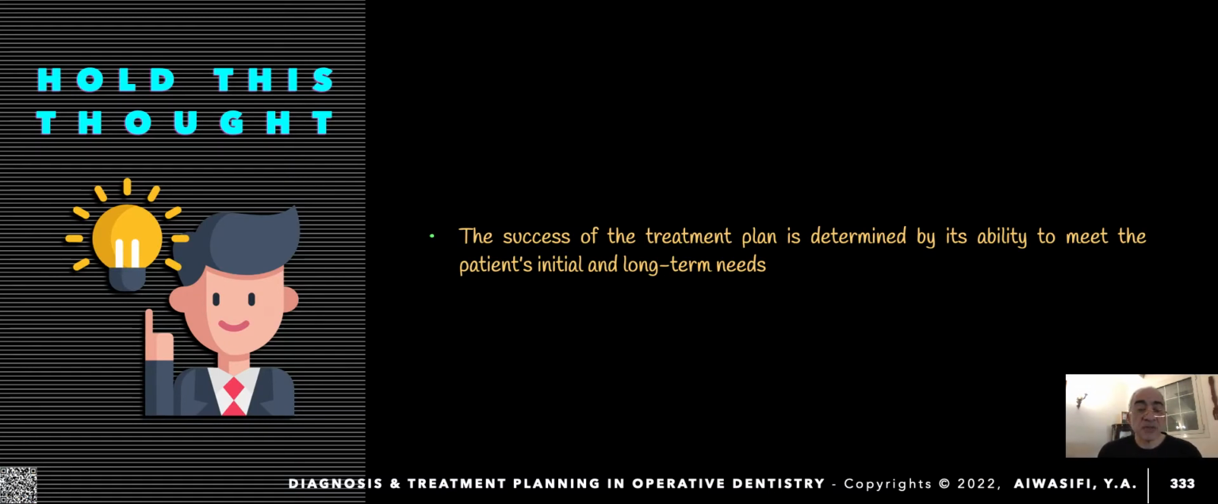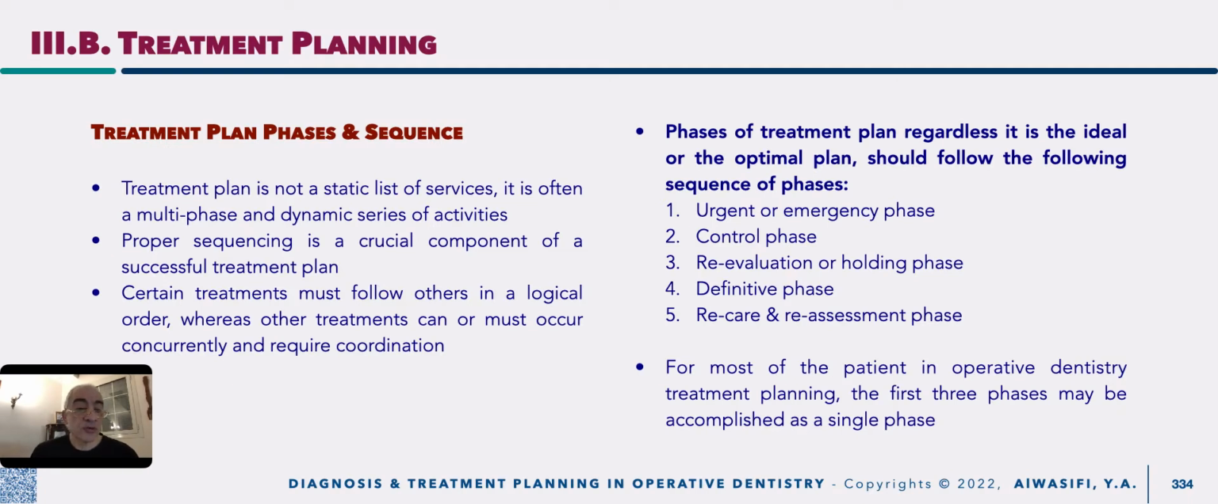The success of the treatment plan is determined by its ability to meet both the patient's initial choice and long-term needs. Initial needs now and long-term needs now. This is the successful treatment plan. That's why we don't have only one treatment. Always we have treatment alternatives or treatment options. The treatment plan should follow certain phases and sequence. A treatment plan is not a static list of services. It's often a multi-phase and dynamic series of activities.